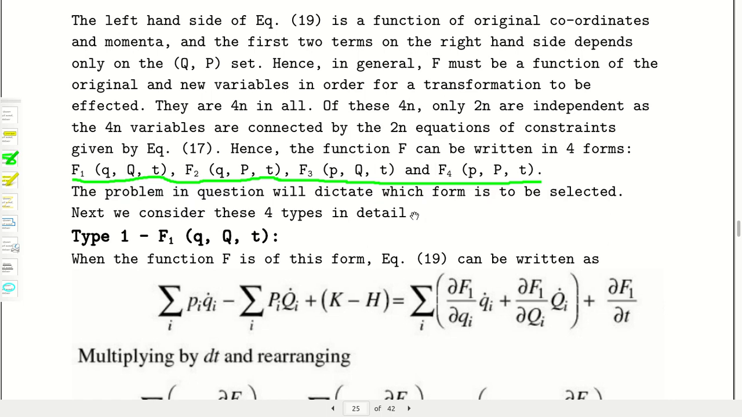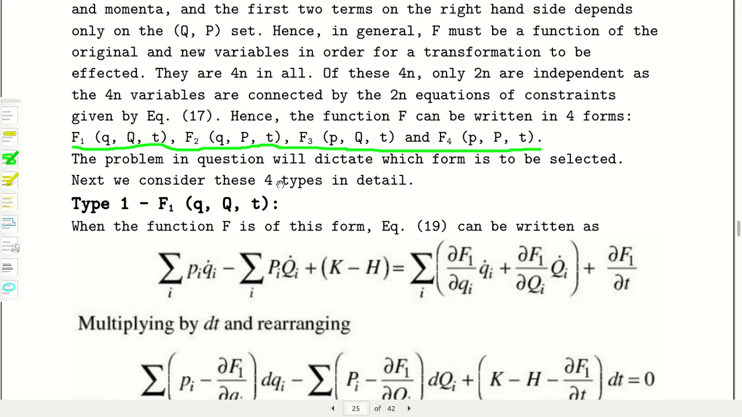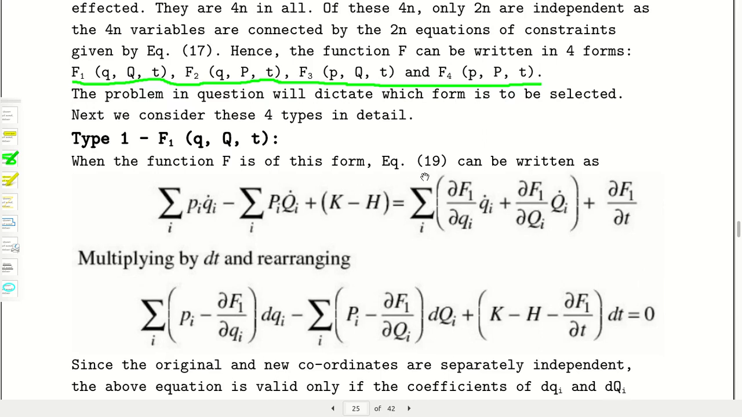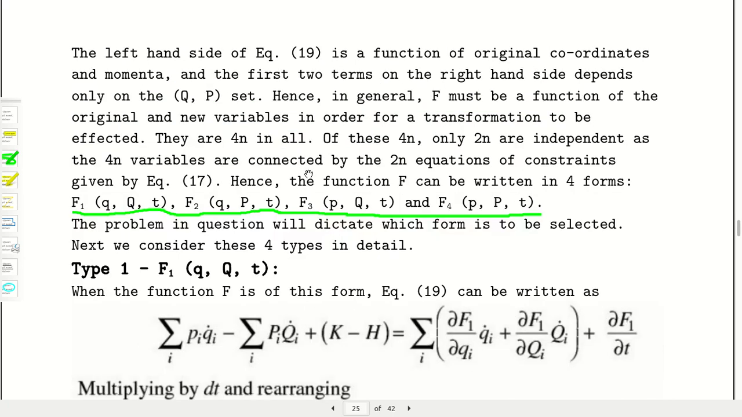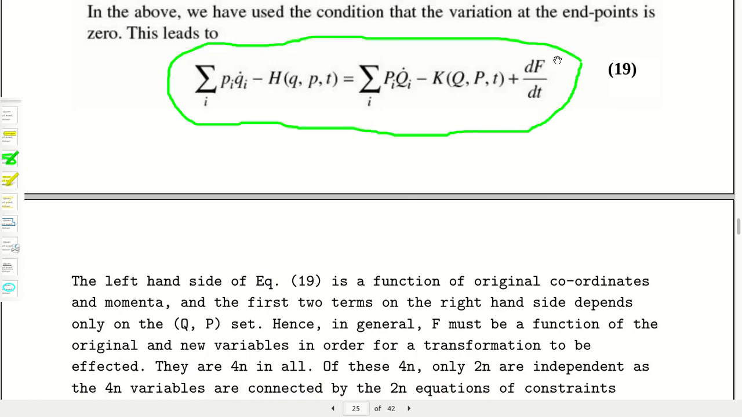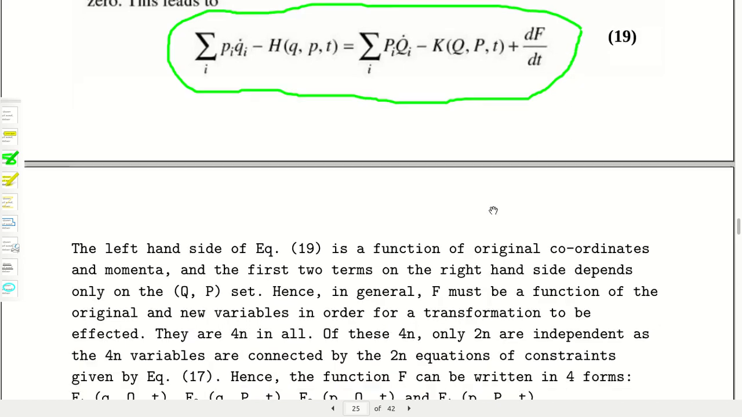So let us discuss F1, F2, F3, F4. These are the 4 kinds of generating functions we will discuss now. First, take the first kind of function, F1 of q, Q, t. So let us start from equation 19 and rearrange some terms. If F1 is a function of small q and capital Q, then what is dF/dt? dF/dt will be del F/del q into dq/dt plus del F/del capital Q into dQ/dt plus del F/del t.